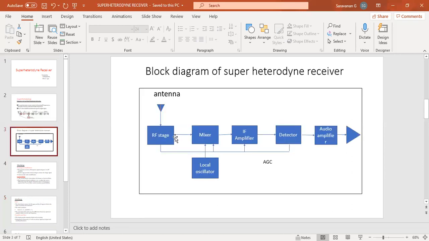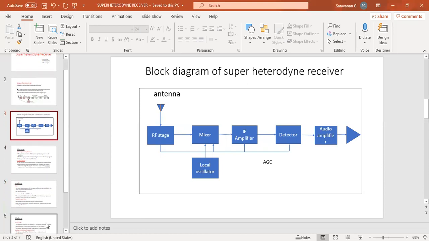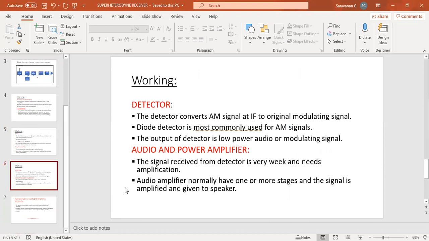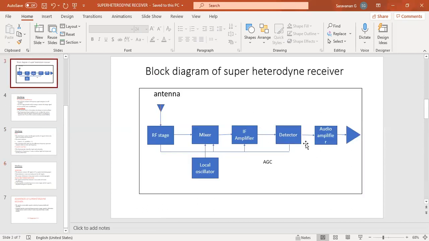Next, the fifth block is the detector block. The signal from the IF amplifier is then given to the detector. Now we have a modulated IF signal, but we have to demodulate it. So the amplified IF signal is detected by the detector to recover the original modulating signal. This signal is then applied to an audio and power amplifier, which is the next block.